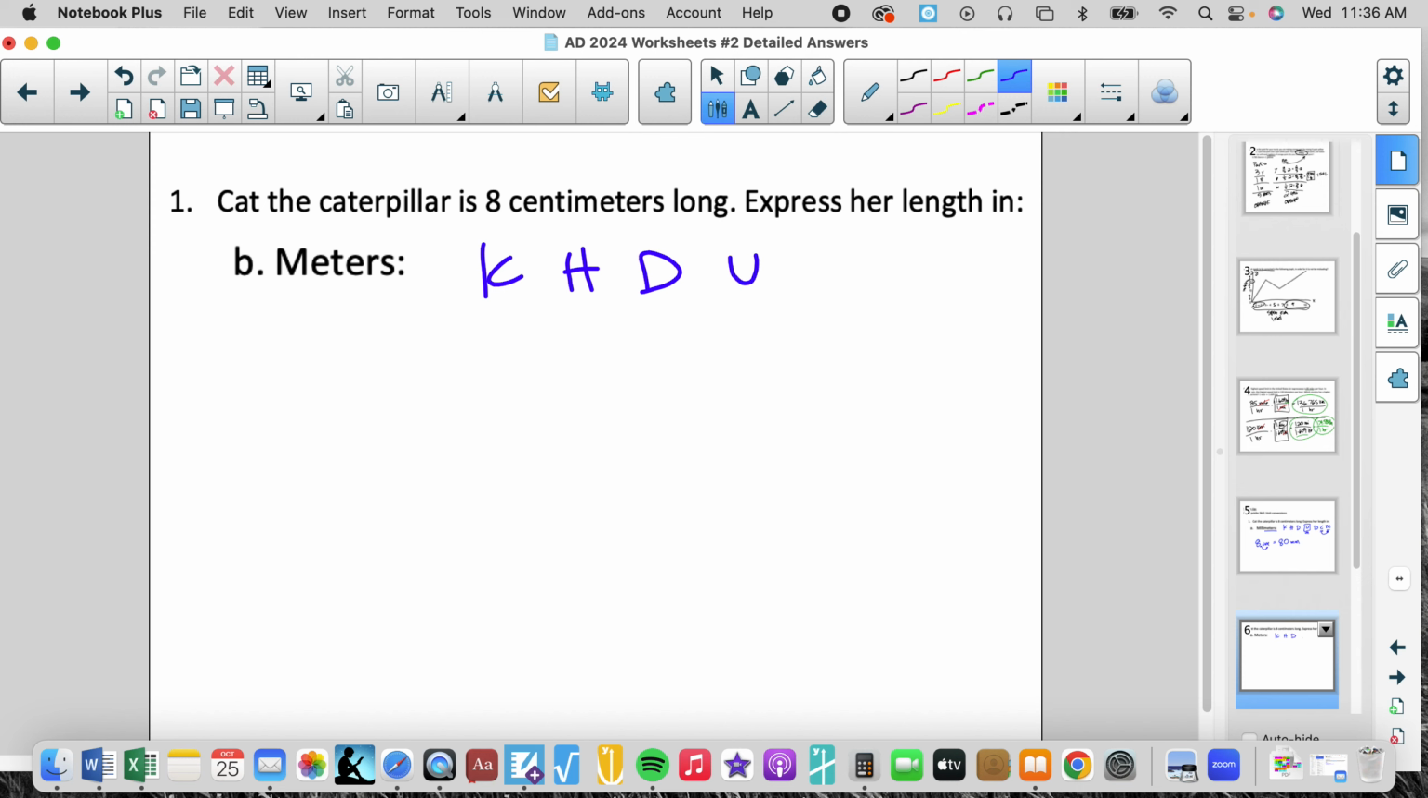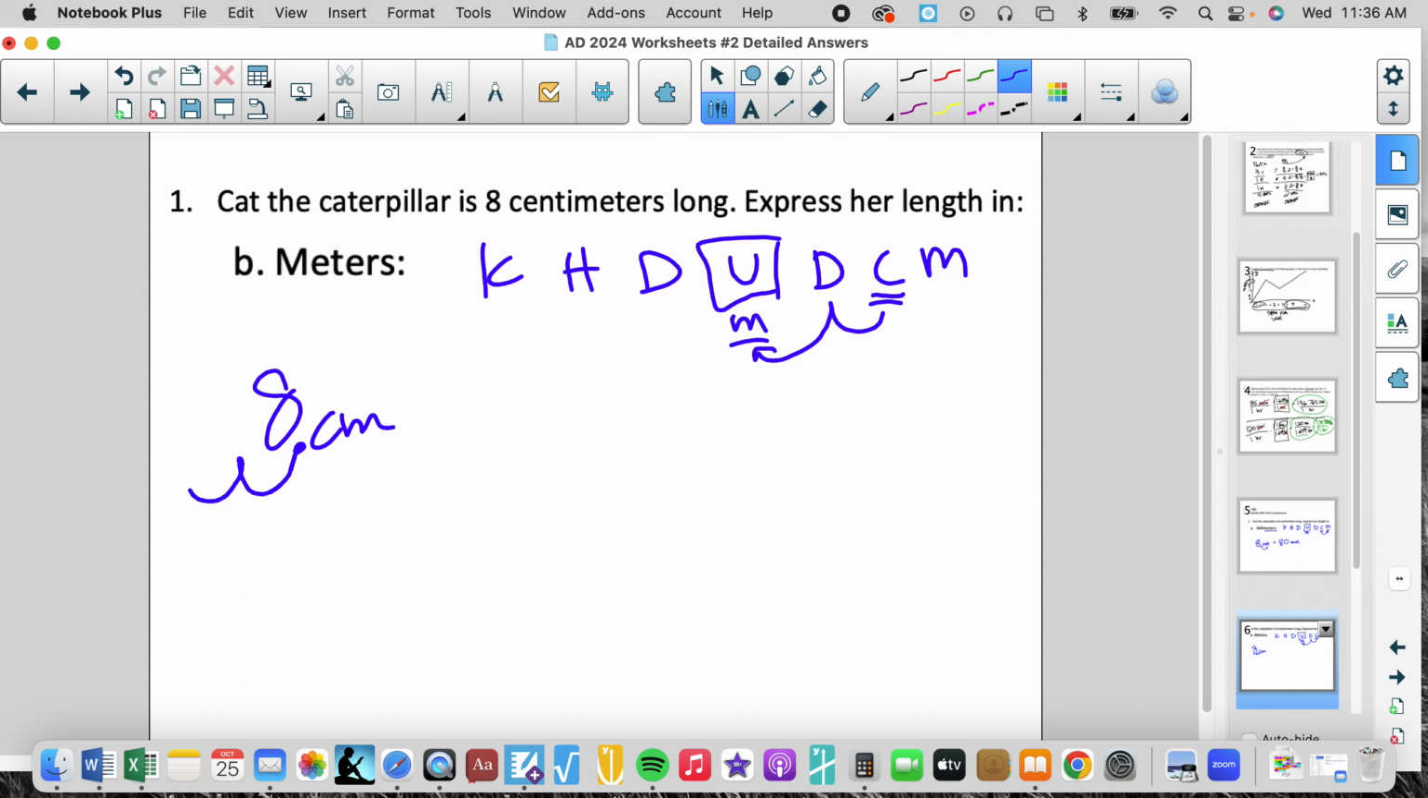Let's do B. King Hector died, unfortunately, drinking chocolate milk. My unit is meters. I start in centimeters. So I'm starting in centi, and I'm going to meters. So this time I'm going to move the decimal point 2 places to the left. If my decimal point is here, 1, 2 takes me there. And that would give me 0.08 meters. So that decimal point goes there. That's how I got that value.